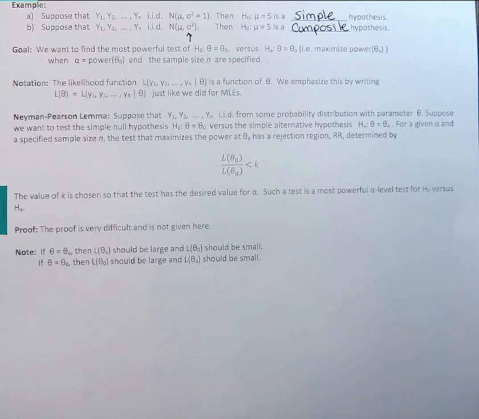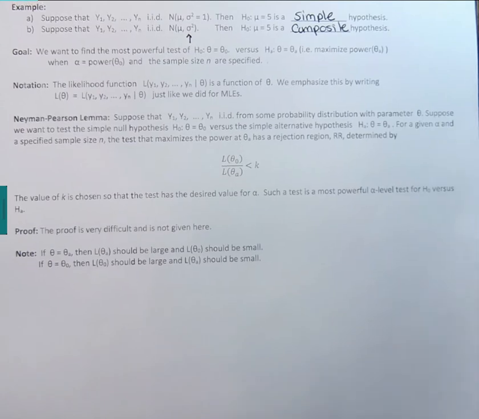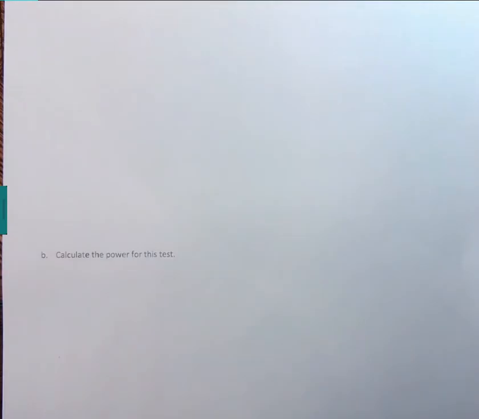We're going to look at a ratio of likelihoods, and we've looked at ratios of likelihoods before. The value k is chosen so that the test has a desired value for alpha. Such a test is the most powerful alpha level test for H0 versus HA. The proof here is pretty complicated, so we're not going to go over it. We just want to note that if theta is equal to theta a, then L of theta a should be large and L of theta naught should be small. And if theta is equal to theta naught, then L of theta naught should be large and L of theta a should be small.